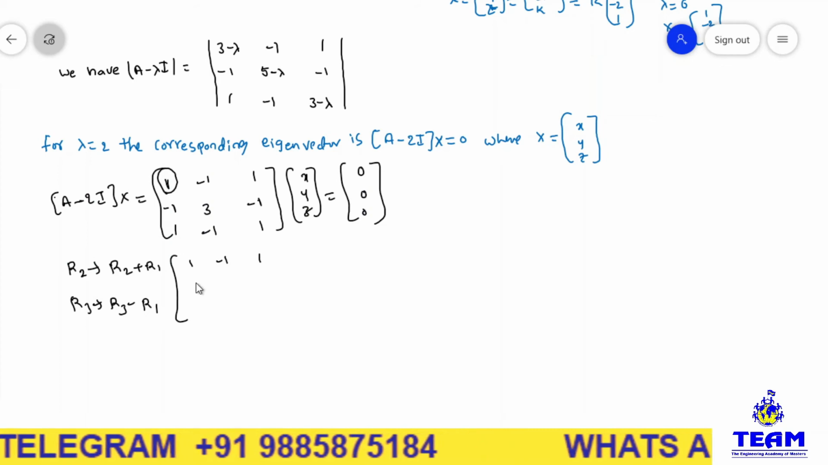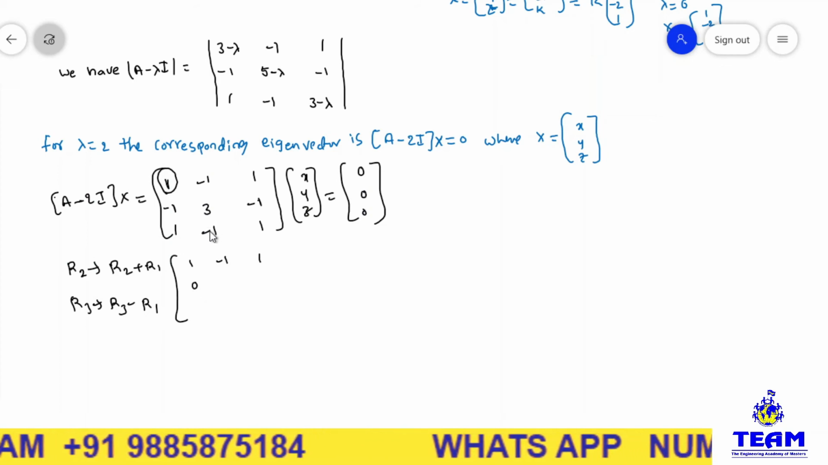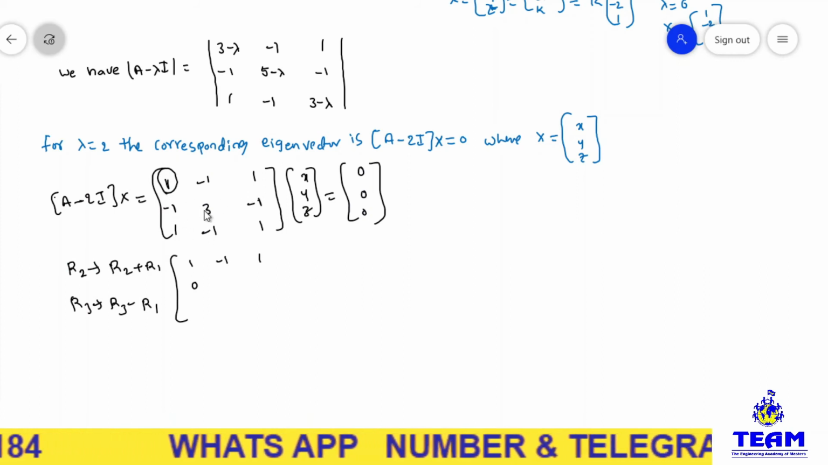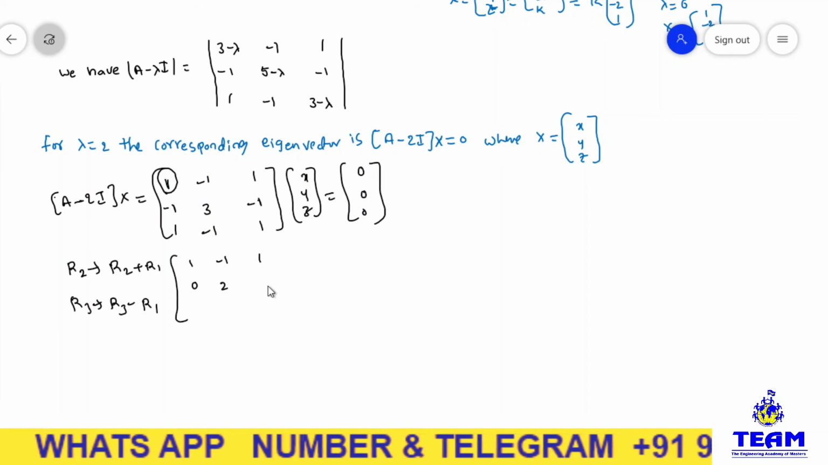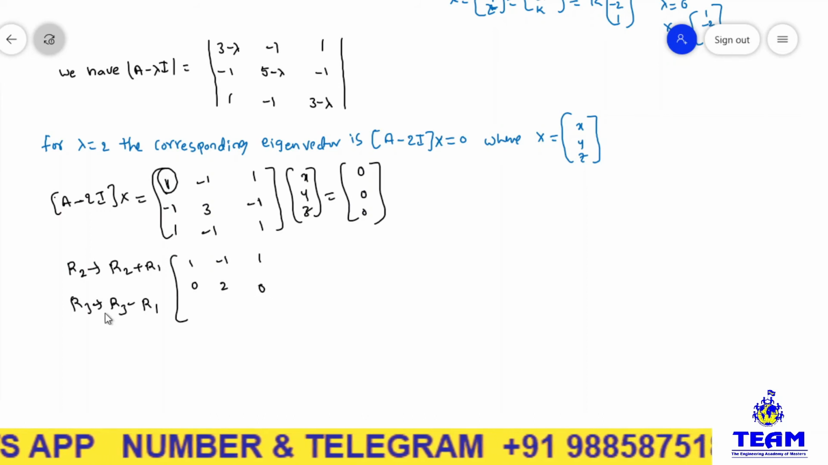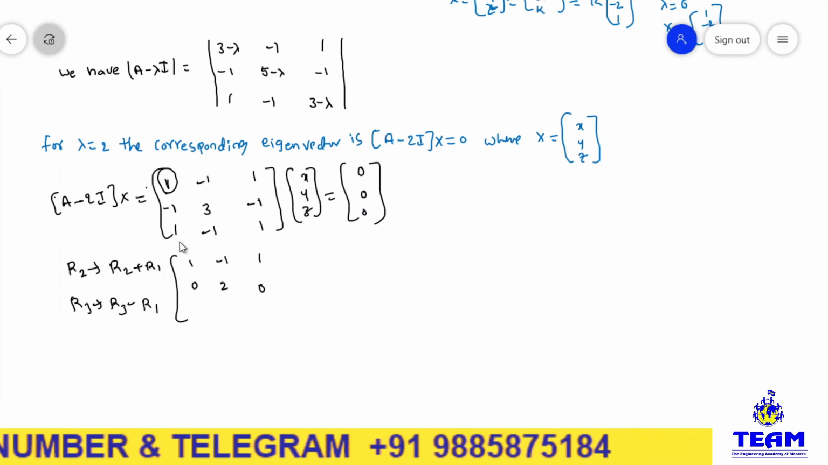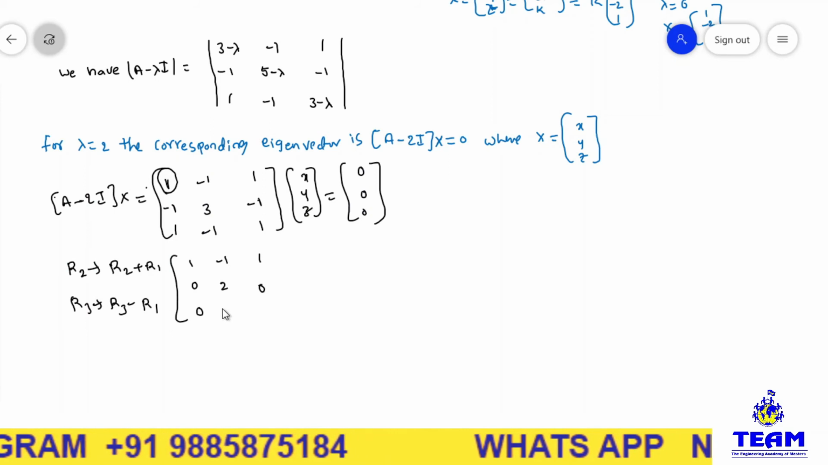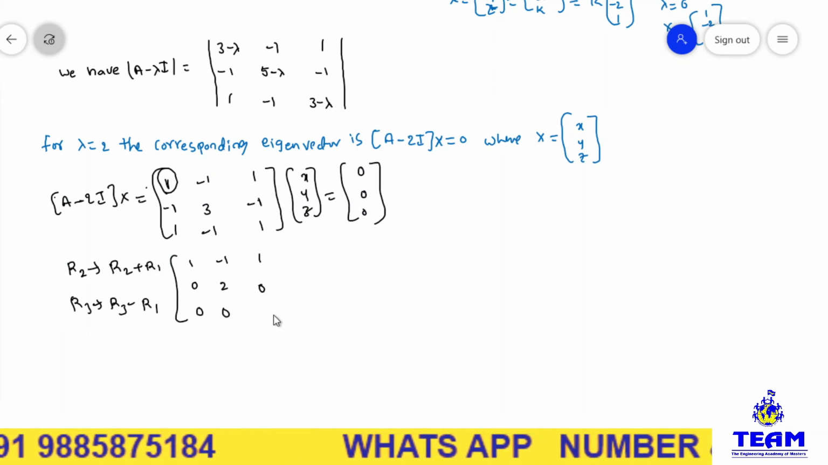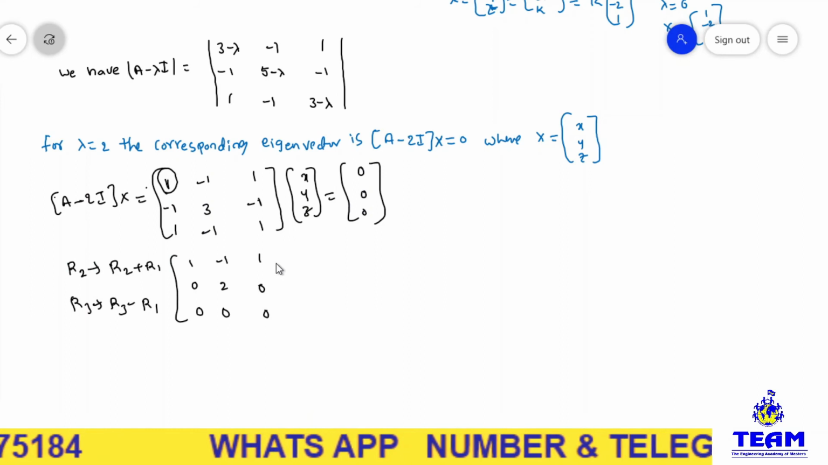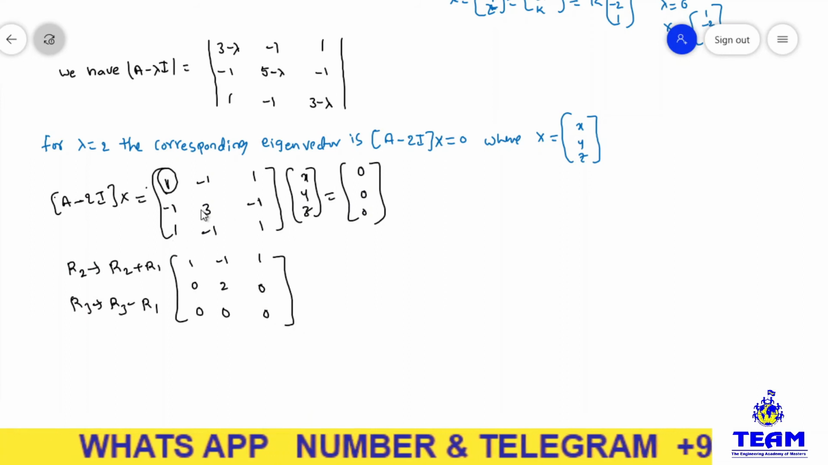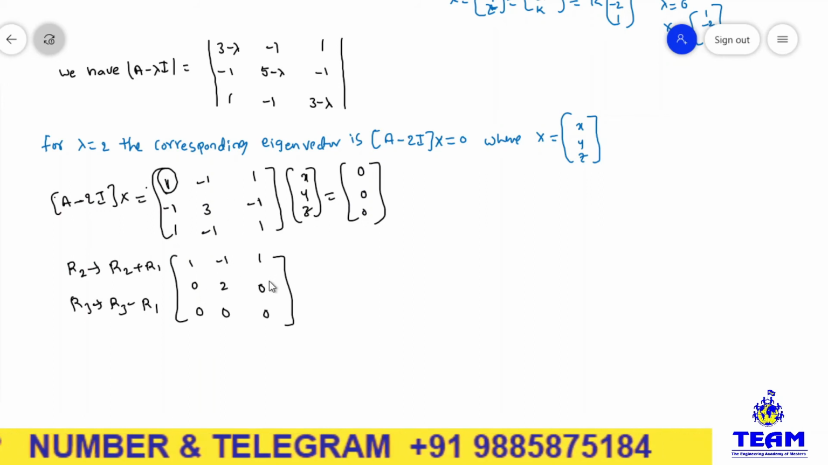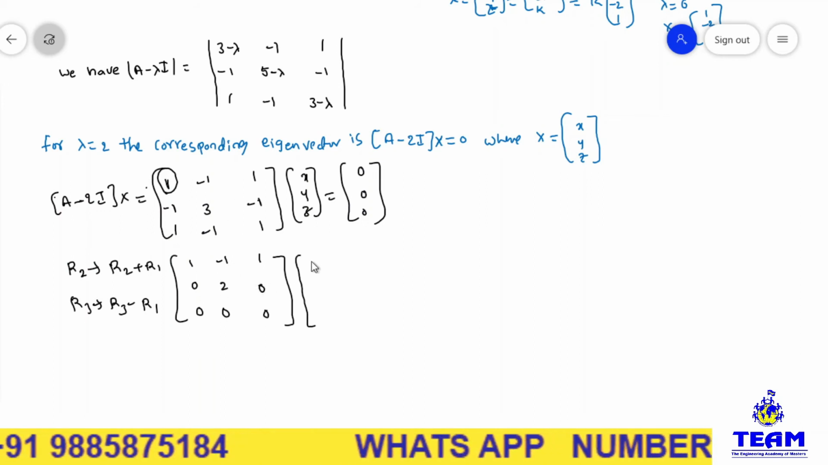Okay, now the first row is 1 minus 1 1. Second row, minus 1 plus 1 is 0. Next 3 minus, just what we are doing, adding the second row with the first row. So minus 1 plus 1 is 0. 3 minus 1 is 2. Minus 1 plus 1 is 0. Next third row, what I am doing, R3 minus R1. Just subtract here. 1 minus 1 is 0. Next minus 1 minus of minus 1, so 0. 1 minus 1, here you have a 0. Friends, here you observe the third row and first row both are as it is. So if we subtract it, then we will get a 0 only. Is it or not?